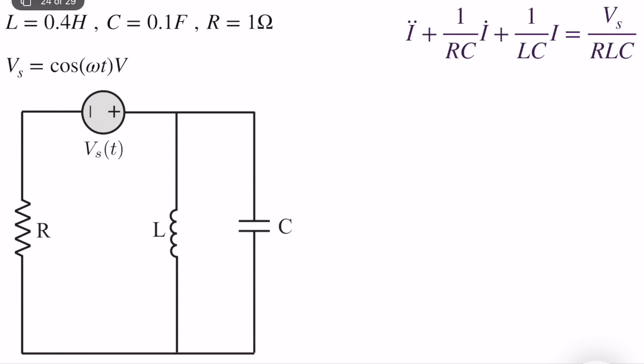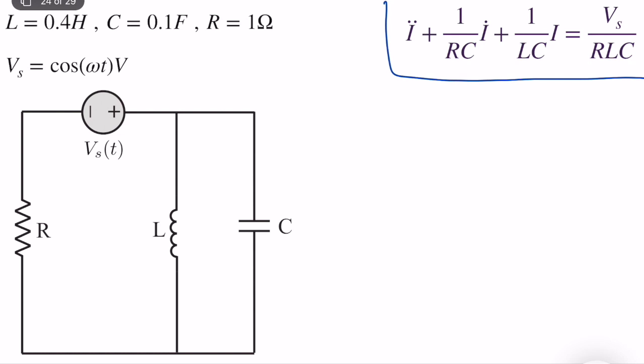We have a second order circuit. As you can see, it's an RLC circuit. We already obtained its ODE, which is given here. It's given that L is equal to 0.4 Henry, C is equal to 0.1 Farad, and R is 1 ohm. In this case, the input is cosine omega t. It is the input of the system, and it's alternating current. So we will use the phasor concept.